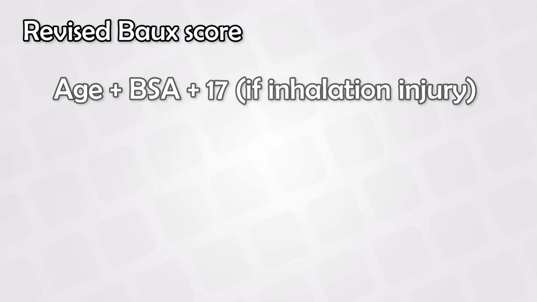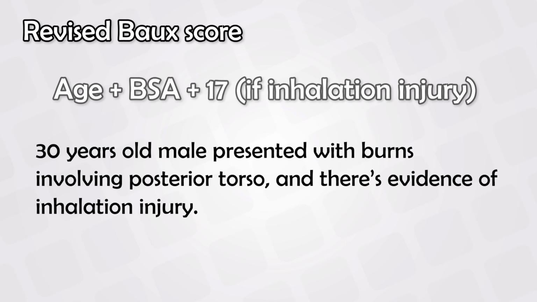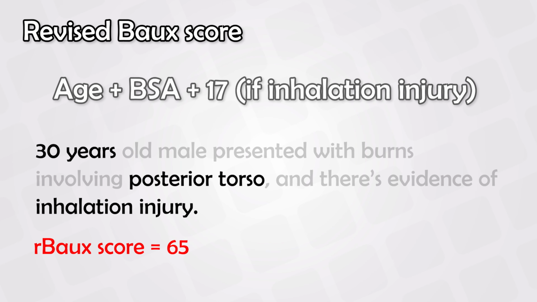So for example, let's say that we have a 30-year-old patient who presented with burns involving the entire posterior torso, and there were signs of burned nostril hairs and soot in his lungs. Calculate the revised Baux score. And here is the answer.